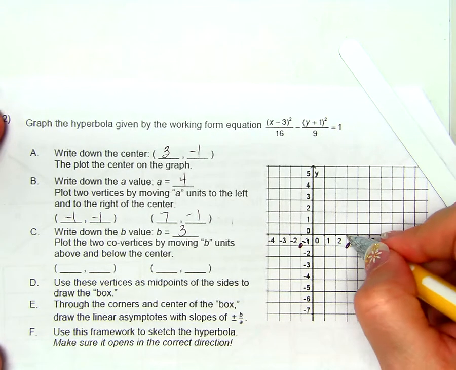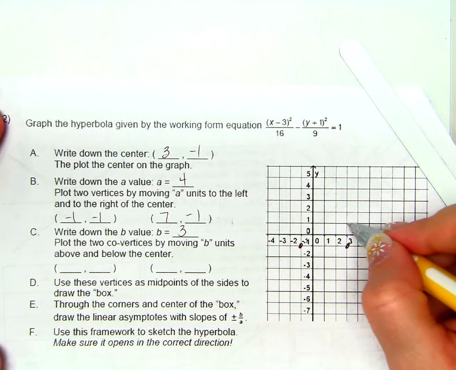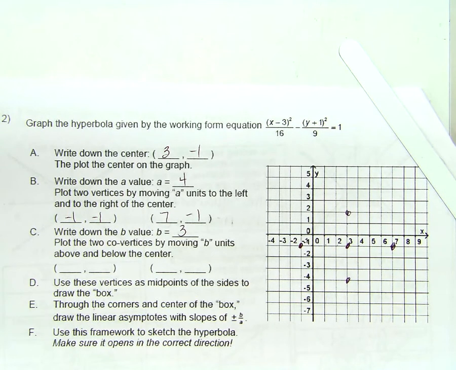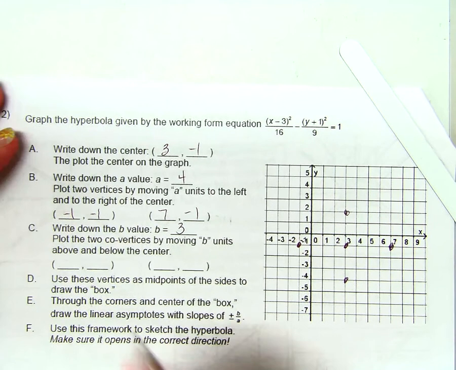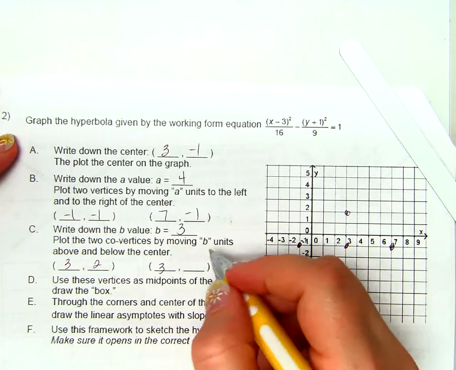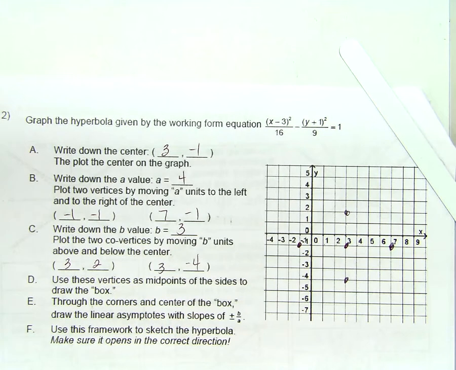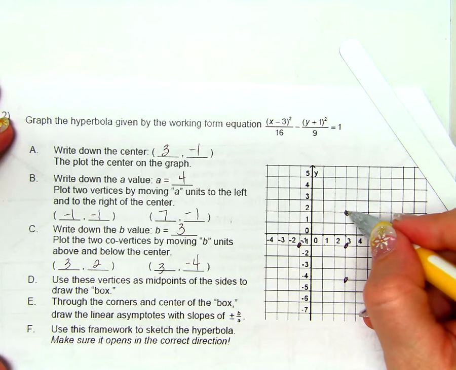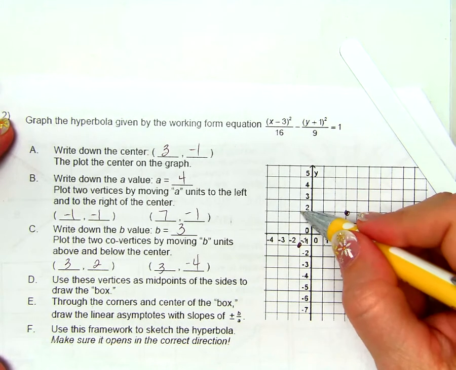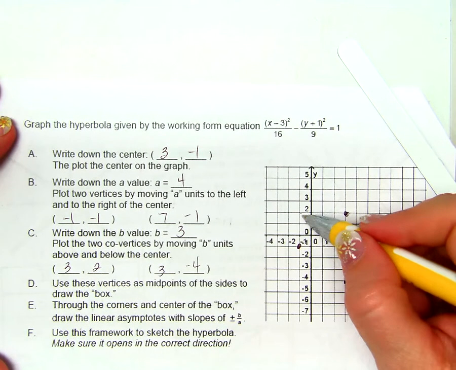Okay. So from the center I go up 3, and down 3. 3, 2. 3, negative 4. Okay. Now I have to make my box. Please remember, these are not the corners of the boxes. They're the midpoints of the sides of the boxes. Okay? So watch. Just watch for a second. You can do it in a minute.